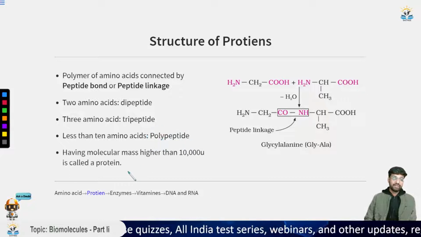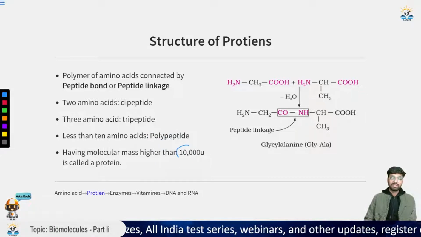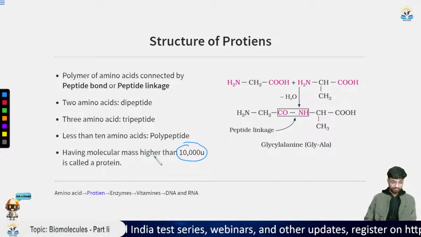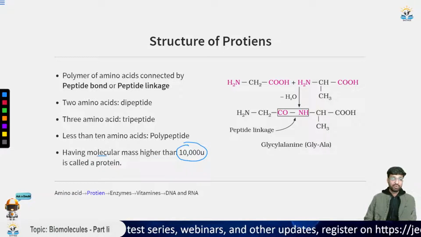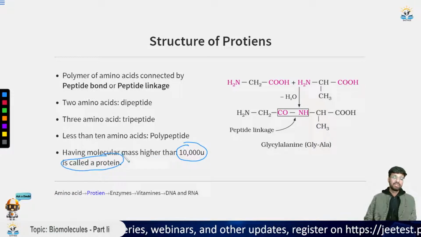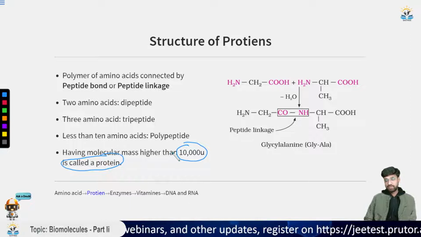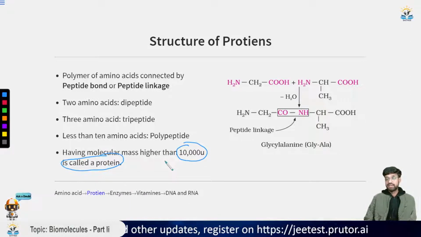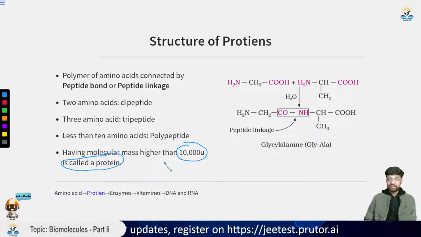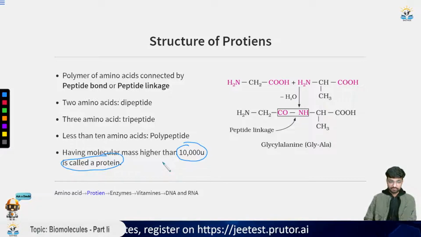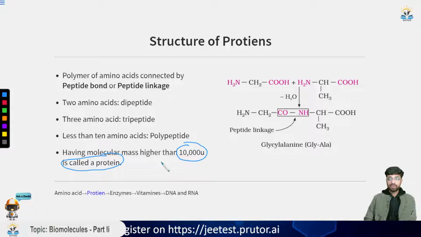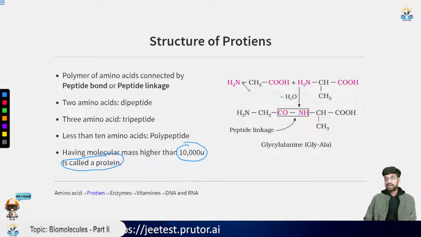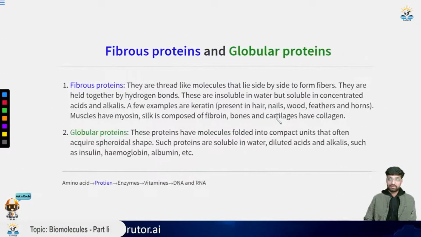At last, if it has a higher molecular mass, greater than 10,000 AMU or u, then it is called a protein. So this is an important definition of protein: it is a polymer of amino acids having a molecular mass higher than 10,000 atomic mass units. So this is about the structure of protein. Now we will see how this peptide linkage helps in the formation of protein.